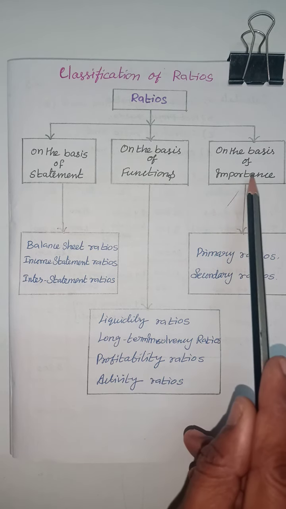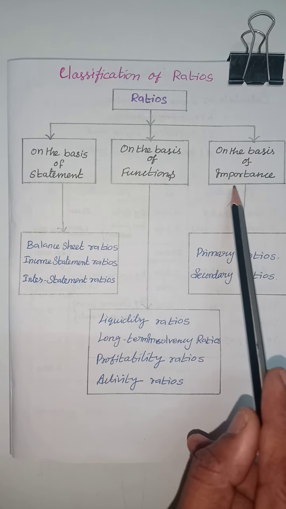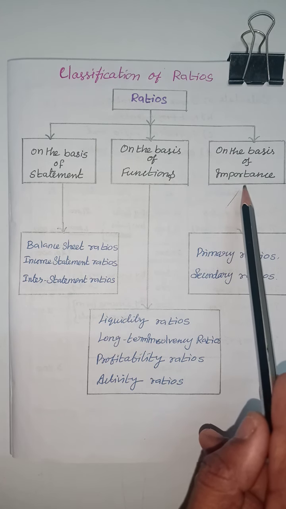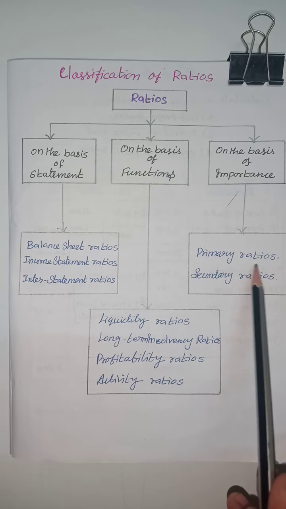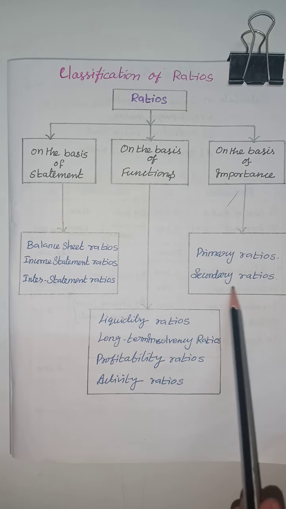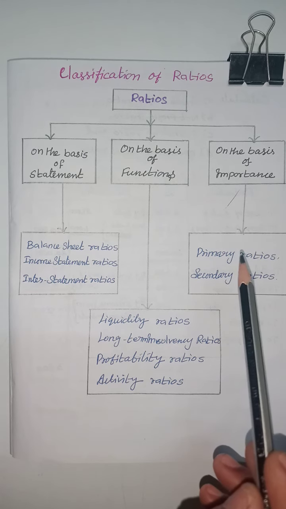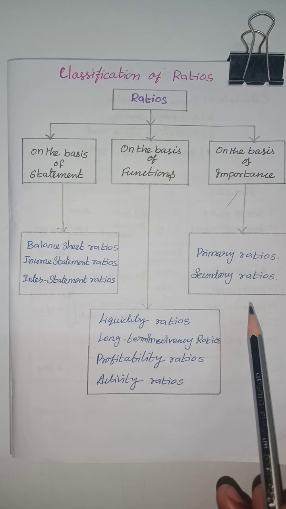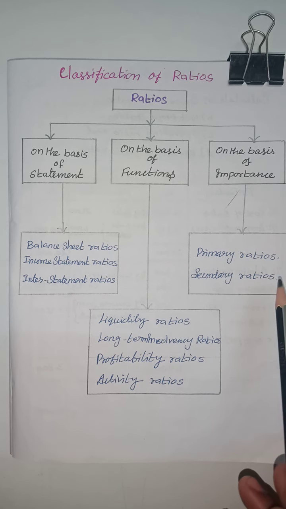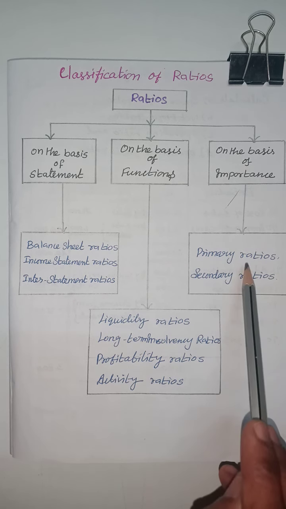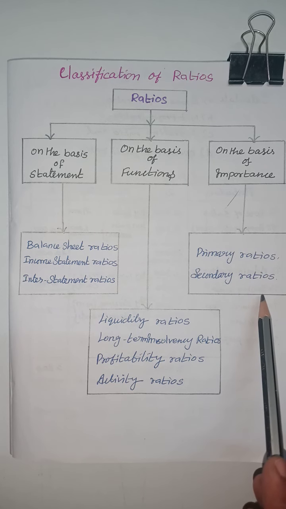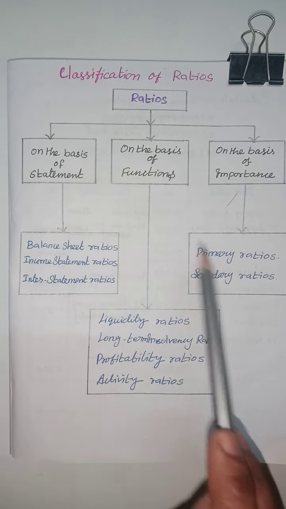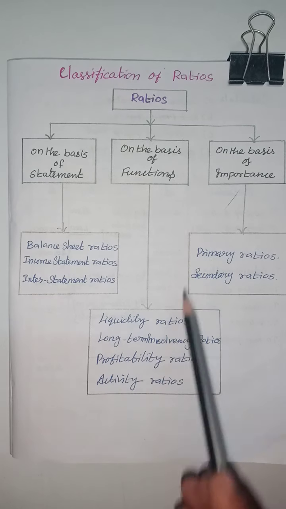Then the third one is on the basis of importance. On the basis of importance, ratios are primary ratios and secondary ratios. The ratios which are of prime importance for the purpose of analysis are called primary ratios. The other ratios which support or expand the primary ratios are called secondary ratios. So this is the classification of ratios.